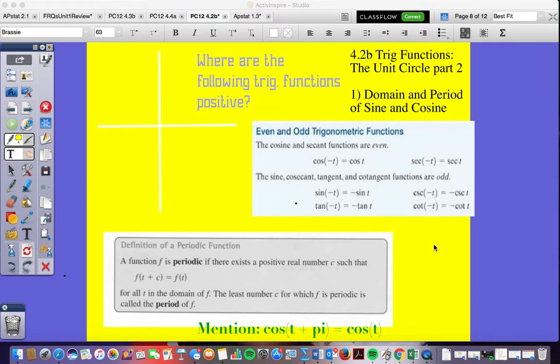Yeah, so cosecant and sine go together, secant and cosine go together, and cotangent and tangent go together. They're not the same. What do I mean by that? They go together, and it's the reciprocal. The signs stay the same. The only difference is it's the reciprocal.